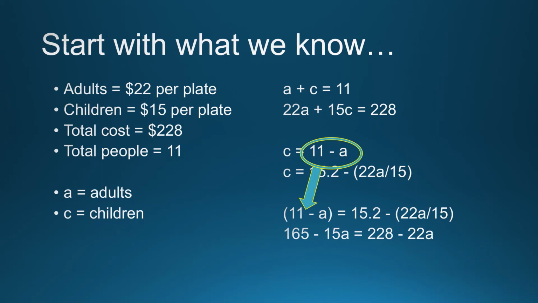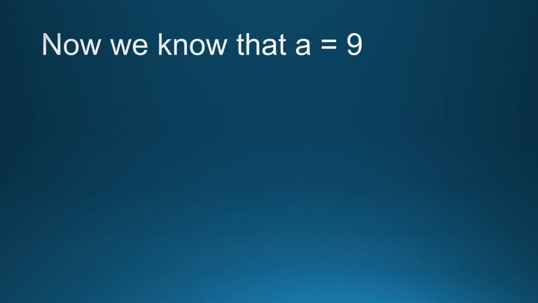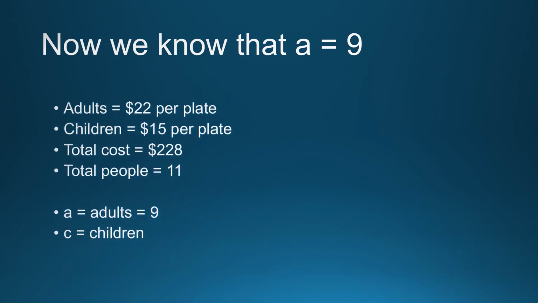Multiply each side by 15 to get rid of that fraction. Do some more rearranging and we get 7A equals 63 and A equals 9. Alright, so now we know that A equals 9. There were 9 adults there.